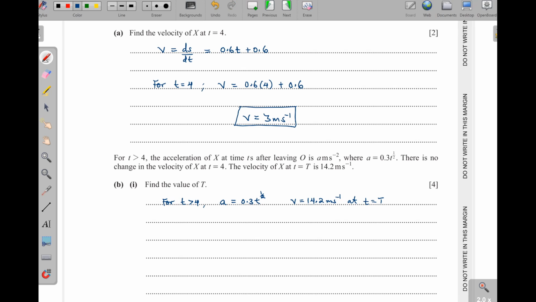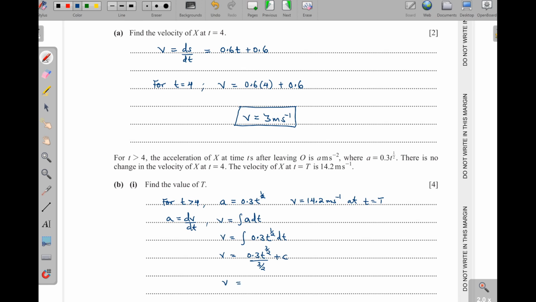Now, from here, remember, acceleration is the rate of change of velocity, so it will be dv/dt. Meaning v is going to be the integral of acceleration with respect to t. So we shall have the integral of 0.3 t to the power of a half dt. And this will give us 0.3, increase the power by 1, that will be 3 over 2, then divided by 3 over 2. And then we shall put a c here.